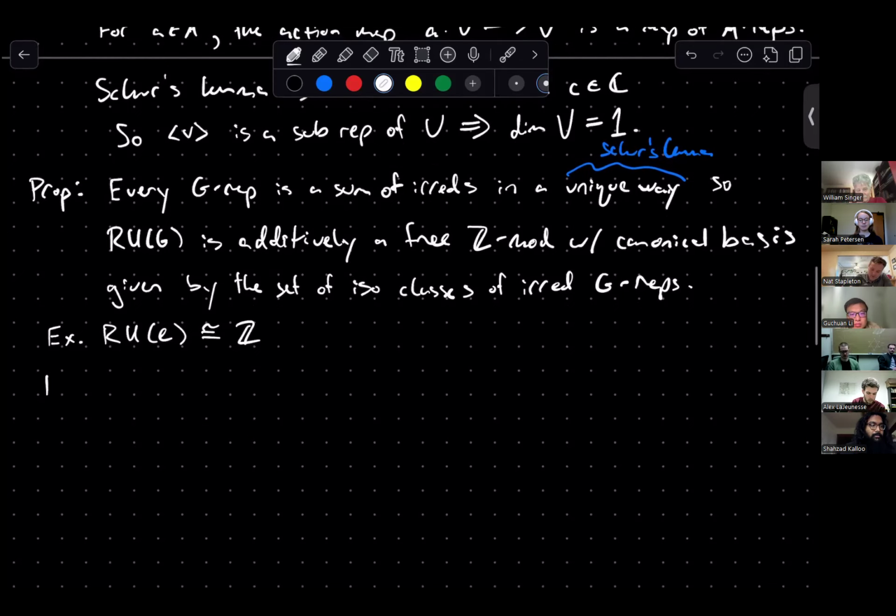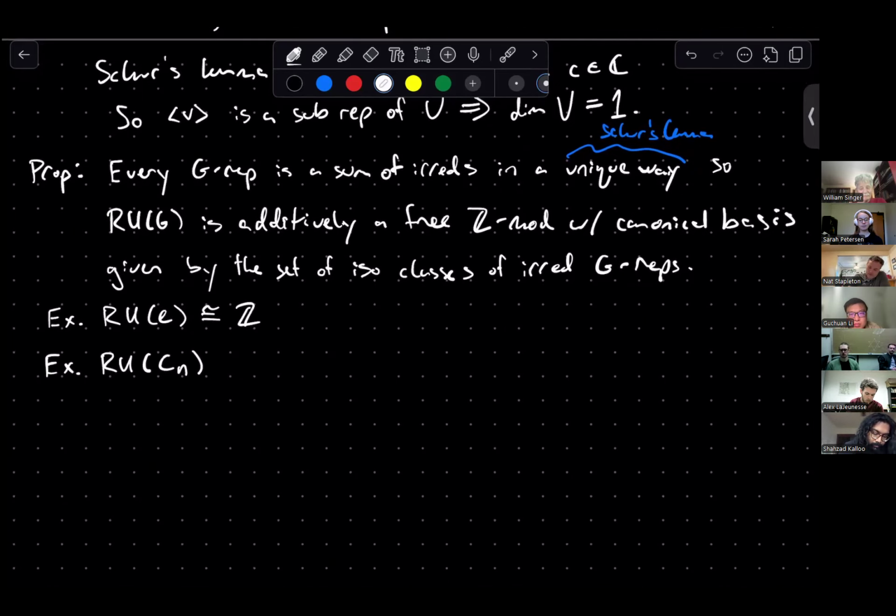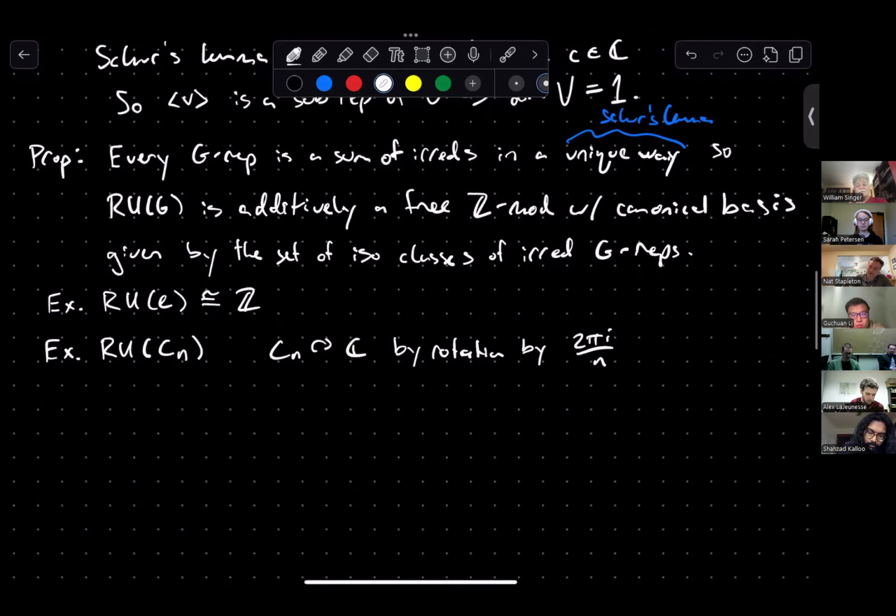Let's go up to the next harder one, which is the representation ring of a cyclic group. I'm going to denote a cyclic group by C sub n, often thinking about it as a subgroup of S1, and thinking about S1 as a subgroup of the complex numbers. So C sub n acts on the complex numbers by rotation, rotation by 2 pi i over n, also known as multiplication by e to the 2 pi i over n. And let's call this rho.